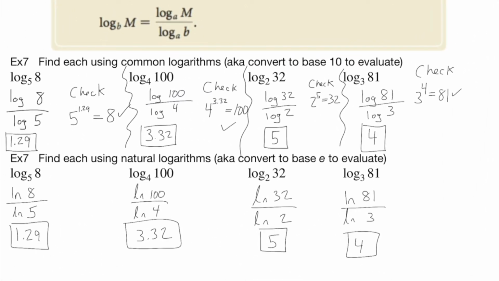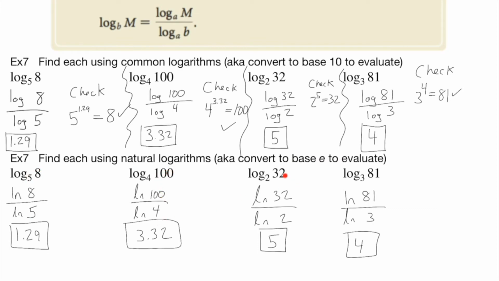So all of these examples here were done using base 10. You can see this is log base 10, and log base 10 is found on lots of calculators. But so is the natural log, and you actually didn't need to use base 10. You could convert to base e if you wanted to. To evaluate the log of 8, the natural log of 8 over the natural log of 5.